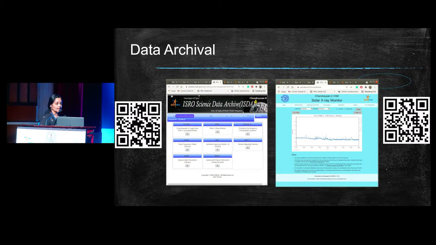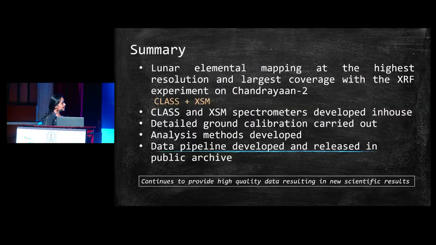So the whole data is archived. It's available at Pradan, which is the ISSDC site. And XSM has an independent portal at PRL, where you can also, using a GUI, plot light curves.